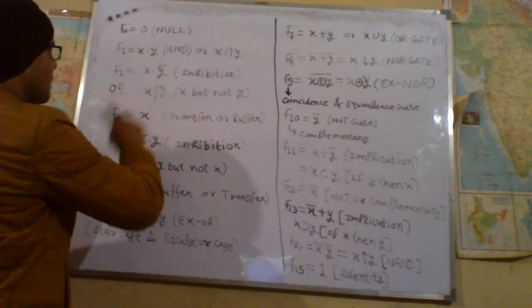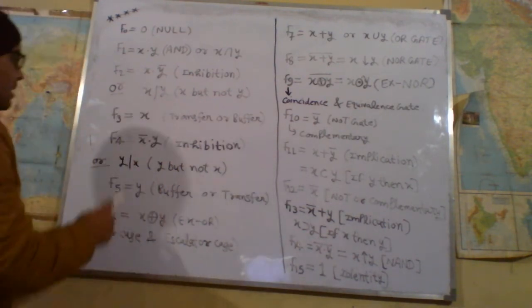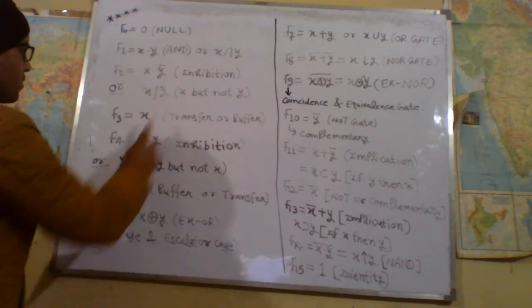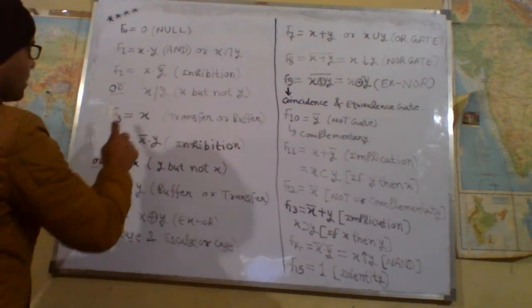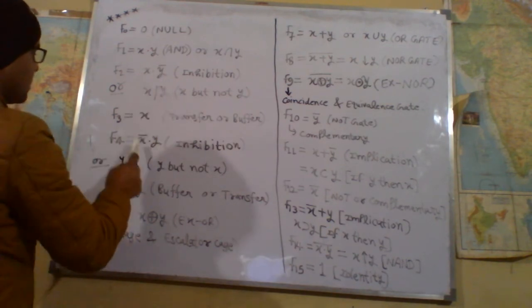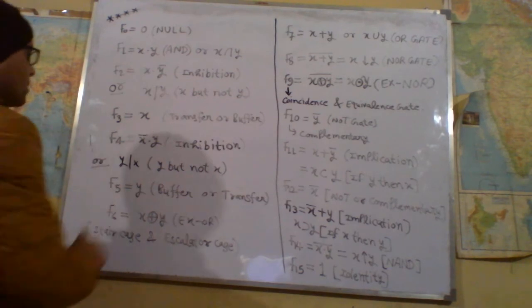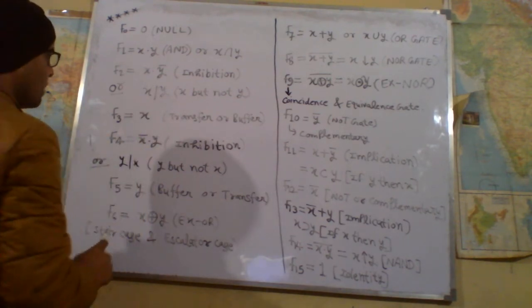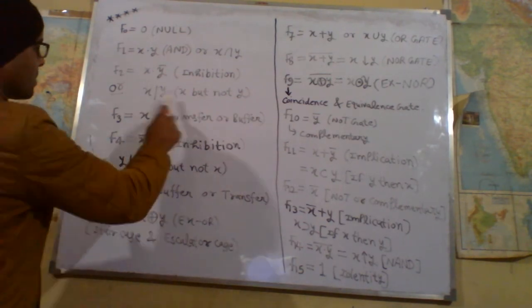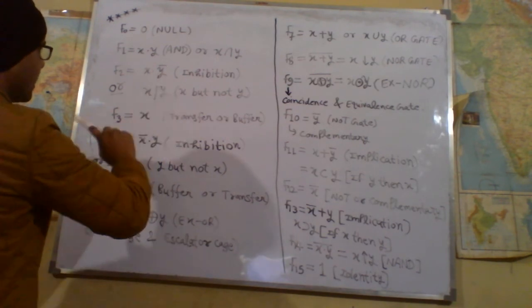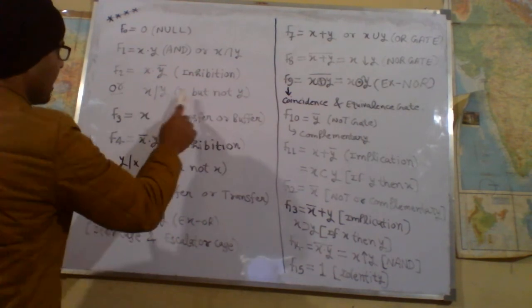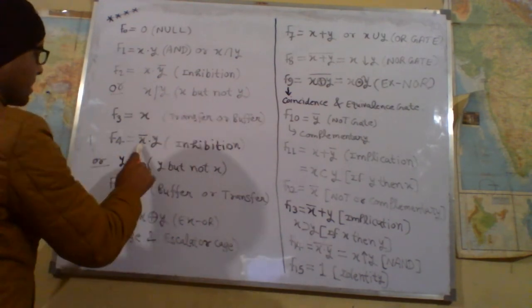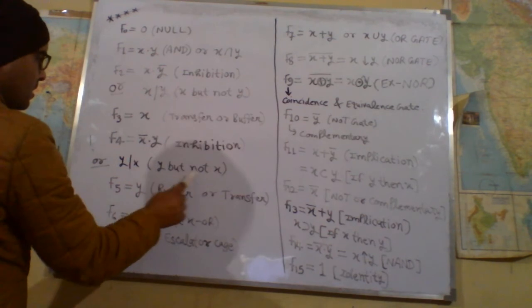Next is X dot Y bar, that is inhibition, and here we can say that X bar dot Y, these two are also inhibition cases, and these two are complement of each other, because here it is X dot Y bar and it is X bar dot Y. So these two are inhibition operations. And how to pronounce this? If Y is containing bar, then how to pronounce X but not Y. And if X is containing bar, then how to pronounce Y but not X.